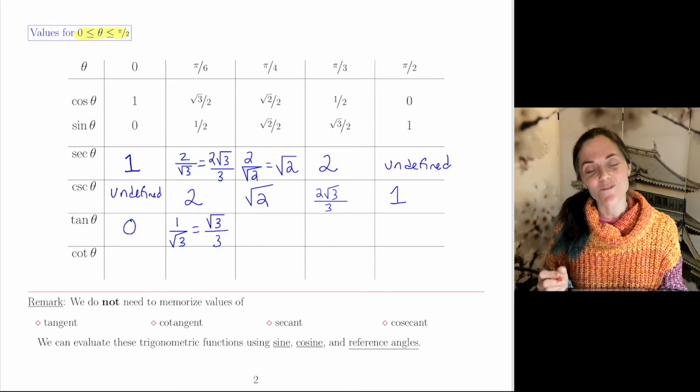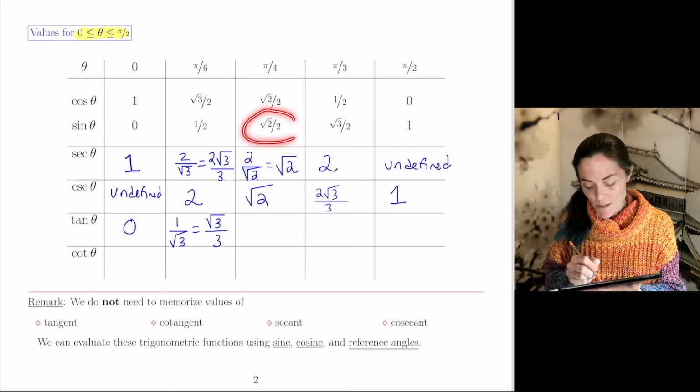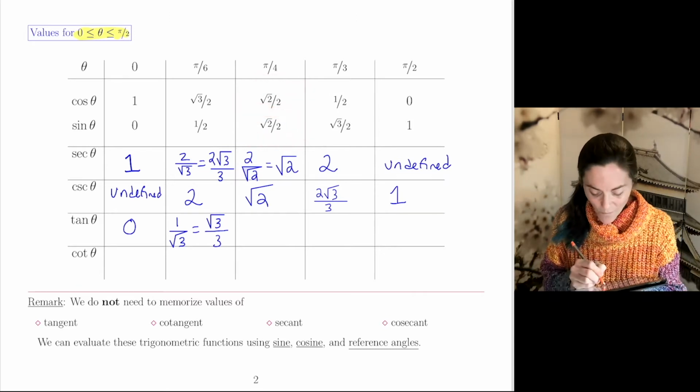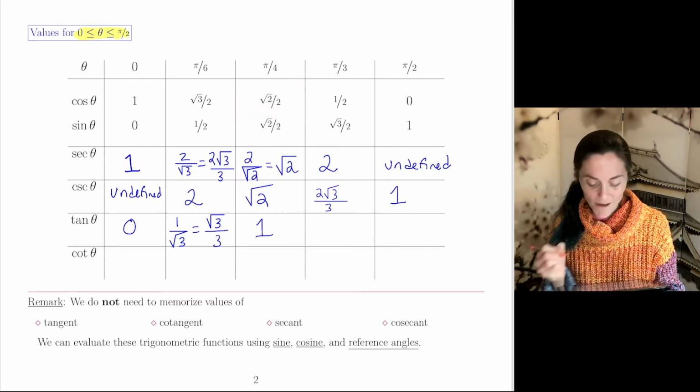What about pi over 4? Well, you see what happens when you take this divided by this? It's the same value, and so we just get 1. The tangent of pi over 4 is 1.